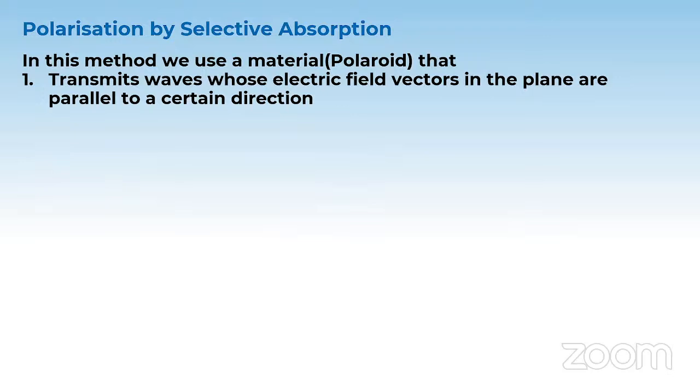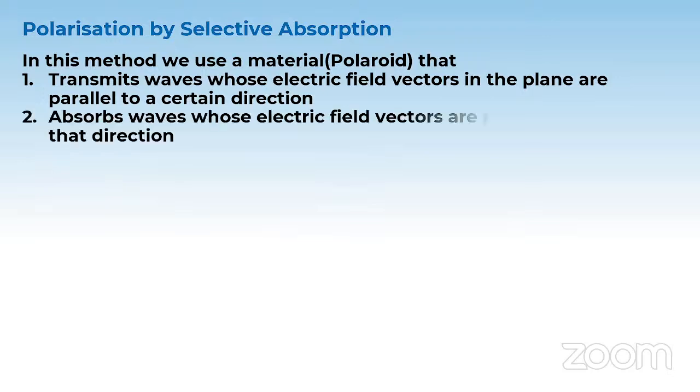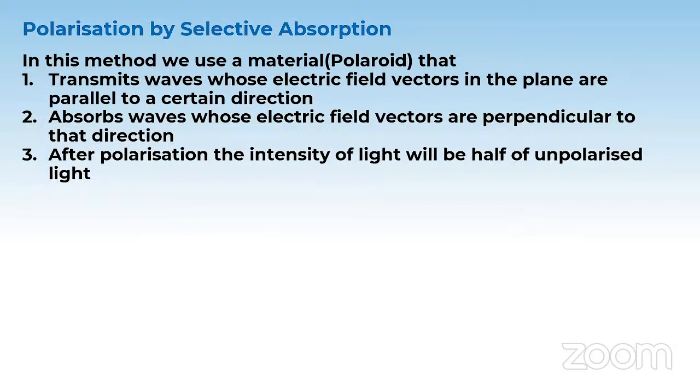Transmit wave whose electric field vector is in the plane parallel to a certain direction. अब किस डायरेक्शन में करना है? That is R6. So it will absorb the wave whose electric field vectors are perpendicular to that direction. And after polarization, the intensity of light will be half of the unpolarized light.